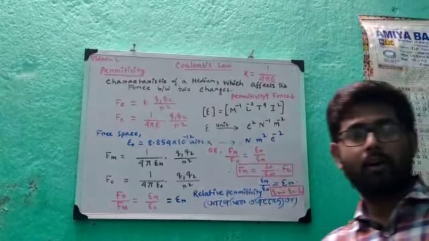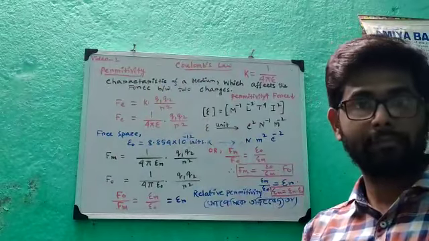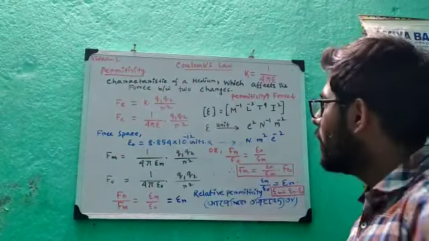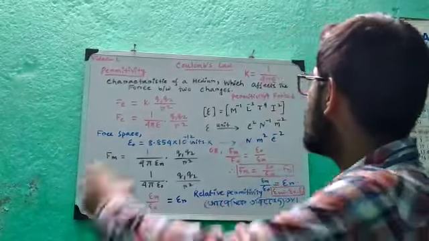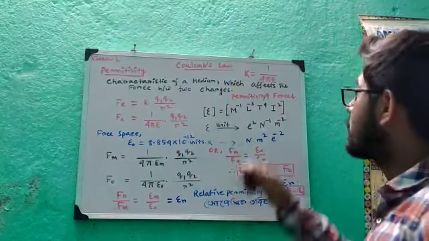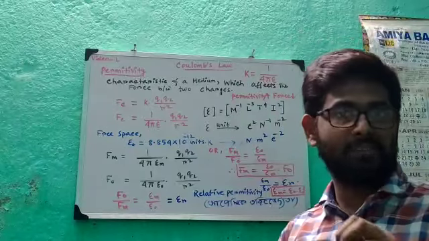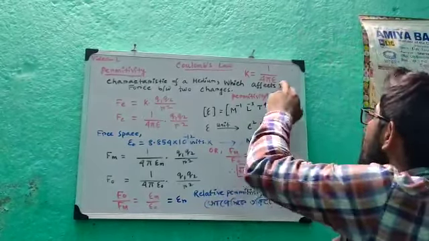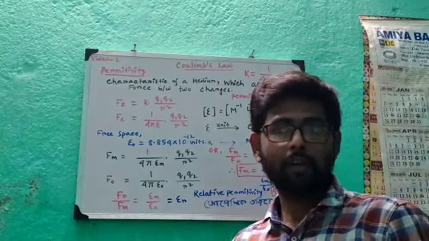Okay, friends, this is the second video of Coulomb's law. In this video, we will learn the concept of permittivity. In the previous video, we learned this formula, that Coulomb's constant K is equal to 1 by 4 pi epsilon. I told you that this epsilon is called permittivity. Now, what is permittivity?